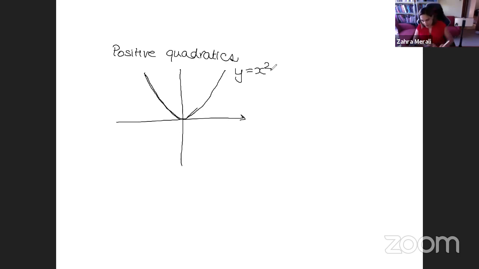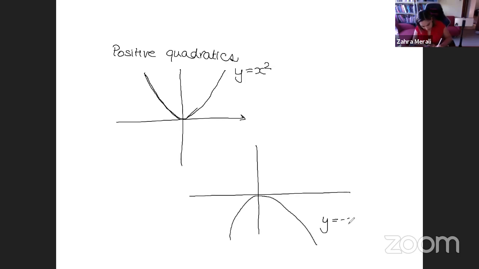Negatives are not a U shape, they're an N shape, a sad face. So a negative would be minus x squared. So that's a negative quadratic. That's the first thing you have to identify, the same thing you do when you look at straight lines. Is it a positive gradient? Is it a negative gradient? The first thing you're thinking of in your head when you're sketching a graph is: is it positive? Is it negative? Once you've got that, you can then plot and think about all the different points.